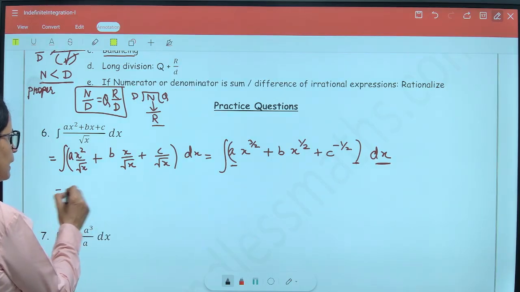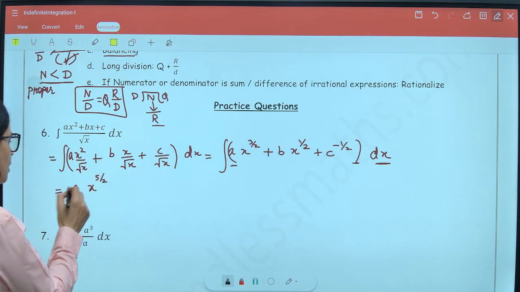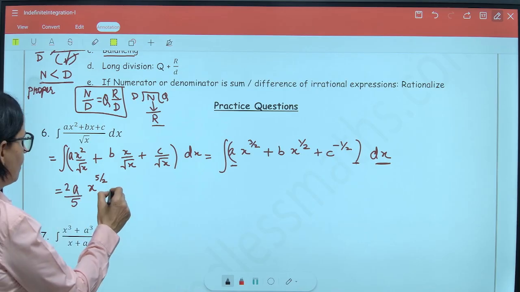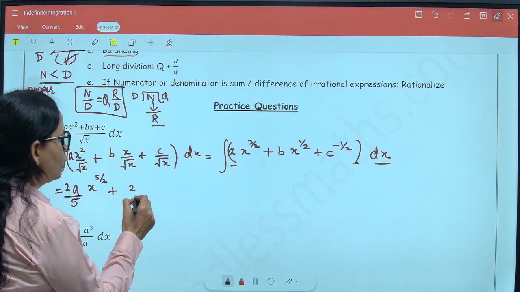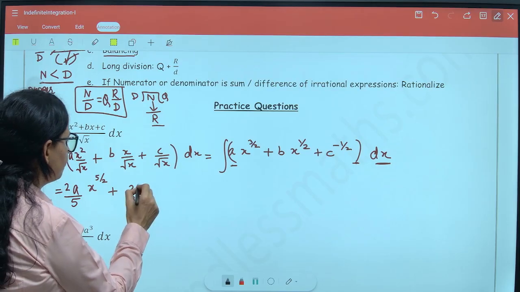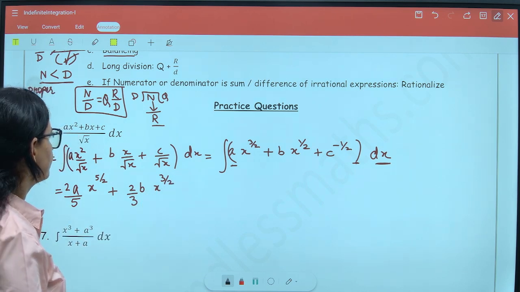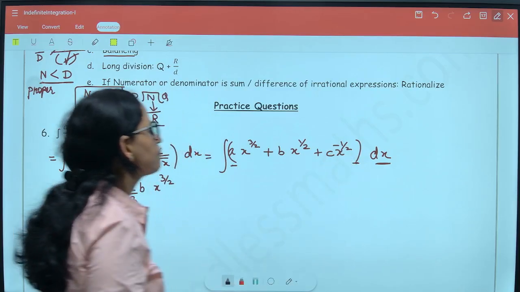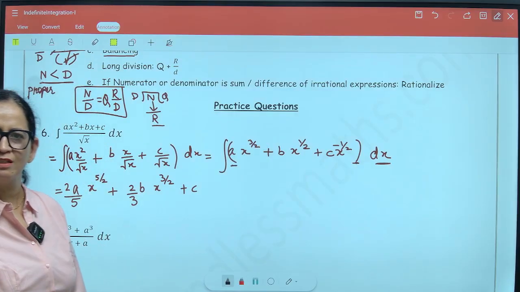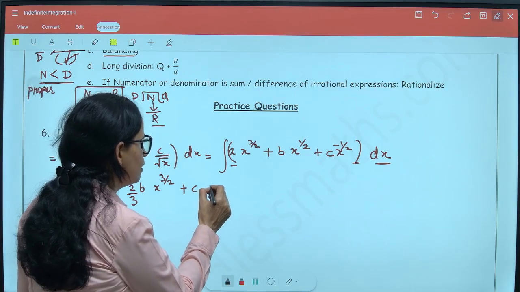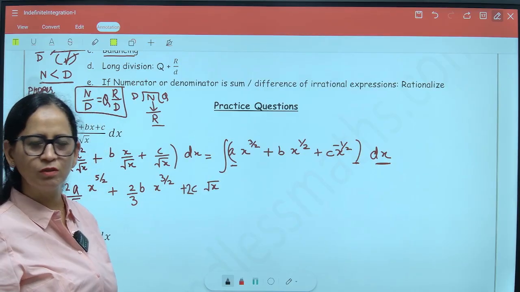So this becomes a x to the power 3 by 2 plus 1 is 5 by 2. So the exponent becomes 5 by 2 and you have 2 by 5 on this side. Plus half plus 1 becomes 3 by 2, so you will have 2 by 3. b will remain as it is, x to the power 3 by 2. Next, c x to the power minus half. So it is going to be c as it is and x to the power minus half. Minus half plus 1 is half. So it is going to be square root of x and 2 comes here. Half, when you inverse it, becomes 2 by 1, right?